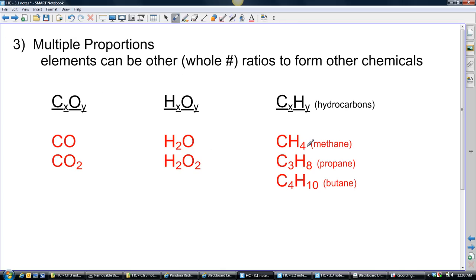Multiple proportions. This is one we'll deal with more as we start doing calculations of chemicals and their formulas and things like that. So I'm going to do this very briefly, give you a couple examples, and it'll be something we just deal with throughout the year. So multiple proportions. Well, a couple things here. Number one, elements can combine together to make new chemicals, chemical compounds. But the only way they can combine is if they combine in whole number ratios.